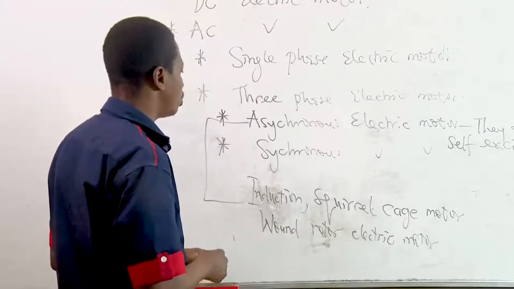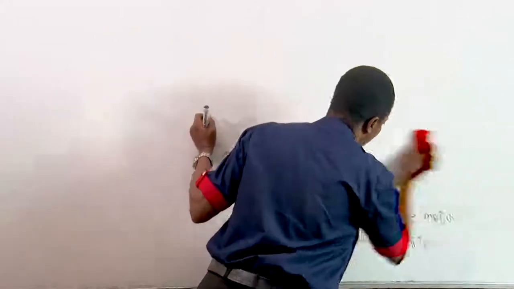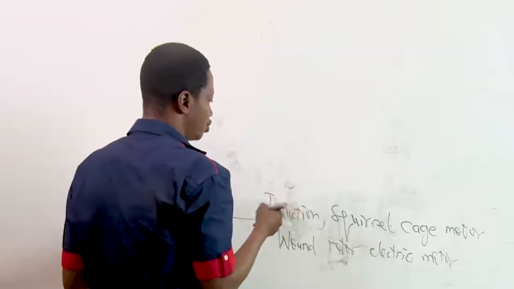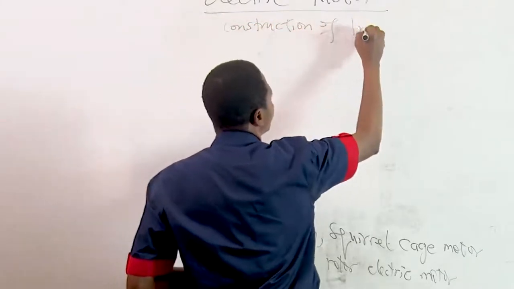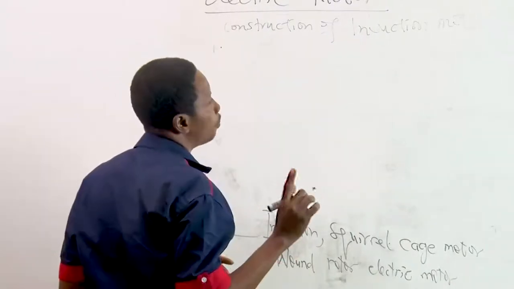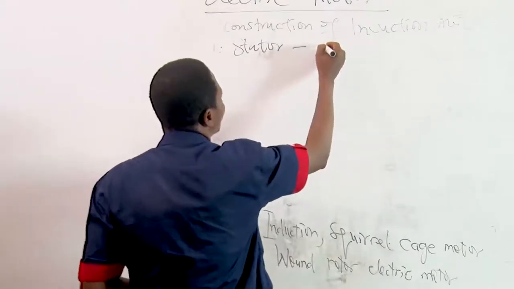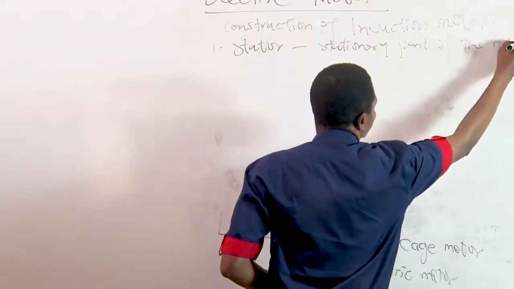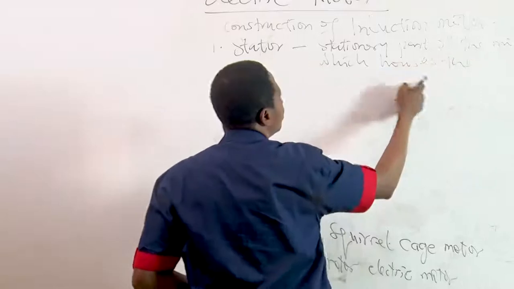So with that, I'm going to talk about its construction, the construction of the induction motor. I'm going to use the induction motor to explain this because it is more available in the industry compared to others. So, construction of induction motor. It has two major parts. We have the stator. The stator is the stationary part, which houses the coil.